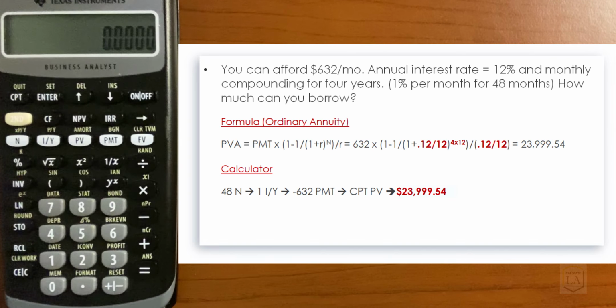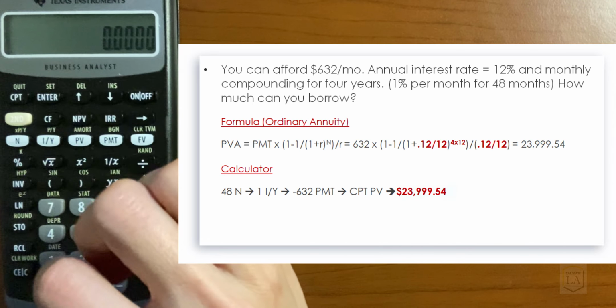The second problem. You can afford $632 per month. The annual interest rate was 12% and the monthly compounding was for 4 years. That means annual interest rate 12%, but compounding was monthly. Then it's 1% per month for 48 months. If that were the case, how much can you borrow? Meaning you always borrow like today. If the problem is asking about the loan, then most likely you will have to answer the present value.